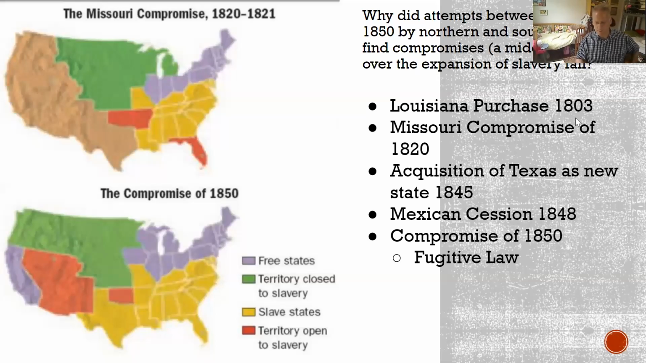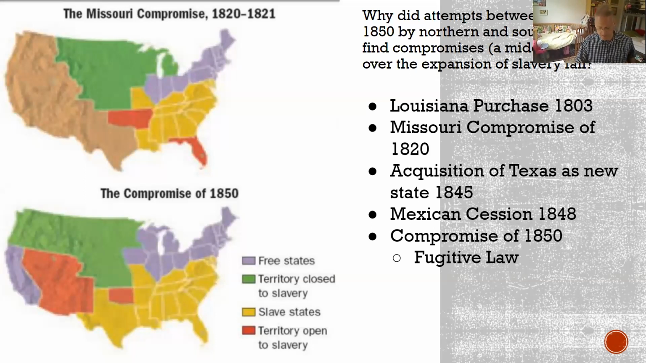Good morning, students. Today we're going to look at the first key question we're examining this week, which is why did attempts between 1800 and 1850 by northern and southern states to find compromises or a middle ground over the expansion of slavery ultimately fail, leading to a civil war in 1861.